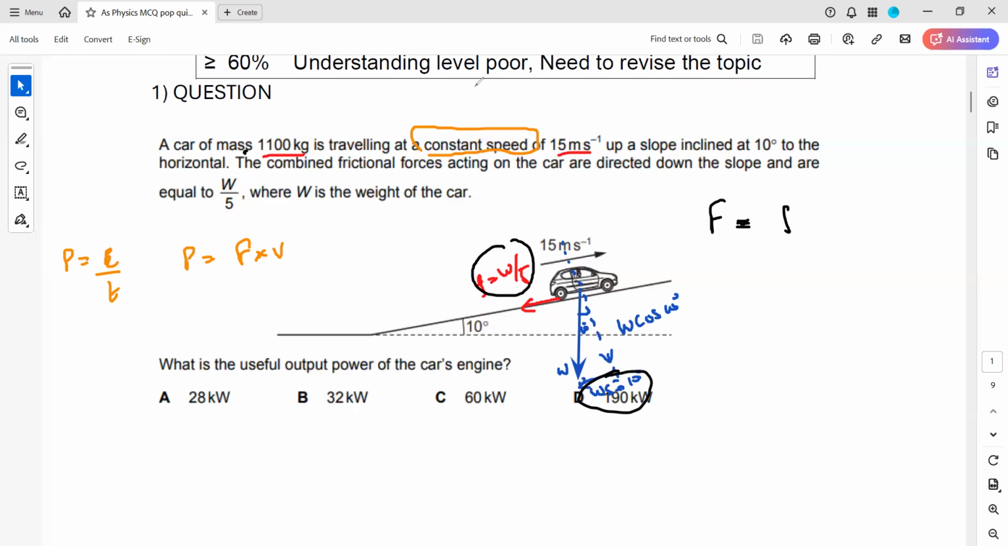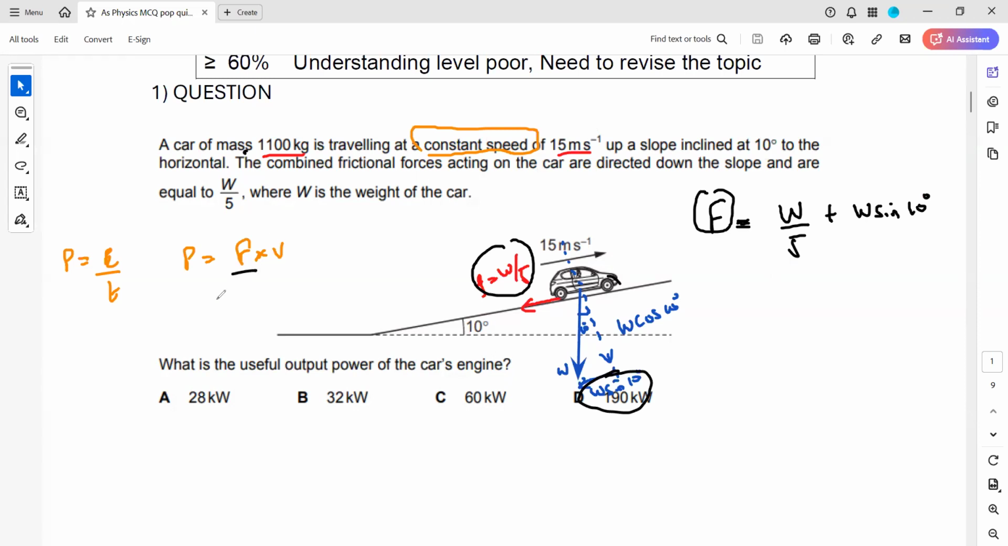That is equal to W by 5, the frictional force, plus the component of the weight opposing the motion, that is W sine 10. The resultant will be zero because it's moving at a constant speed, but the forward force should balance the force opposing the motion. That's why the force should be W by 5 plus W sine 10. And then the speed is given to us as 15. So we just substitute these values.